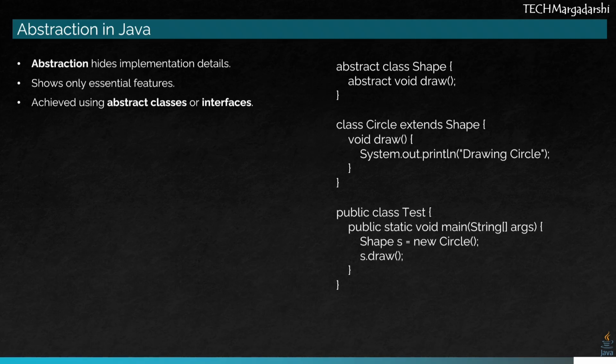Abstract class example. Here we have an abstract class called shape. Inside this class, we have an abstract method called draw. An abstract method does not have a body. It only defines what needs to be done, not how it is done. This means every child class must provide its own implementation of this method.